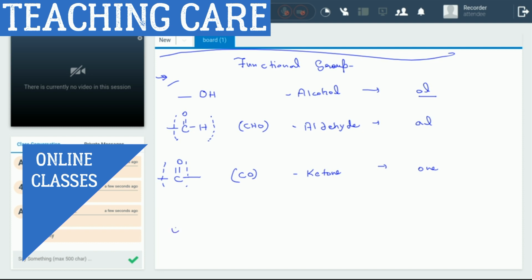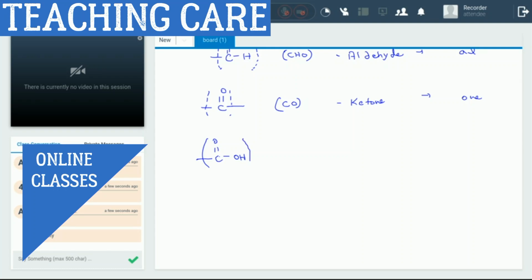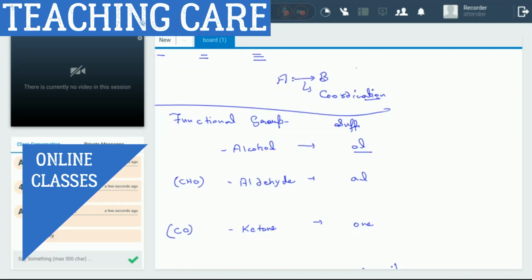Now the last, it is C double bond O, and it is OH. So if you see this, this is COOH. COOH is known as carboxylic acid. So this is known as -oic acid. So what are these? These are the suffixes. These are the names.